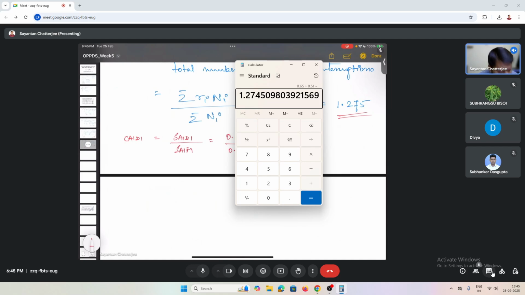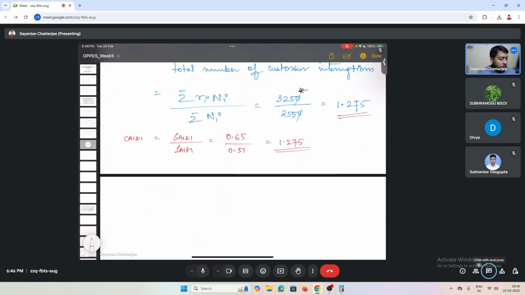So it's again coming to 1.275. Okay. So both these answers match. So this is the similar formula. We can use it, numericals can come from both these types.